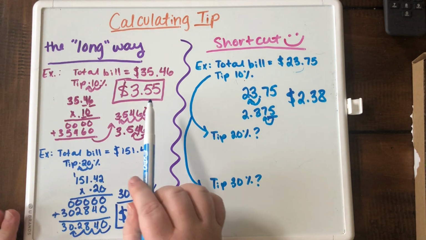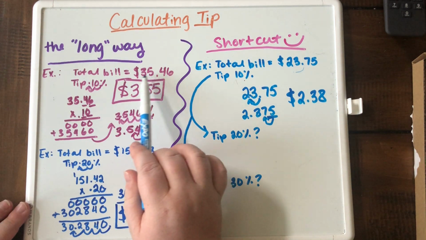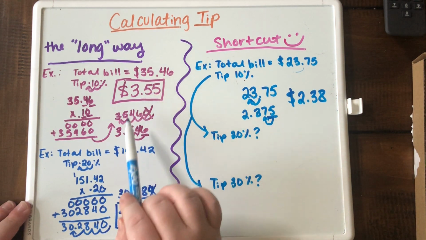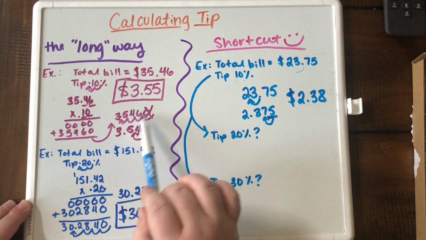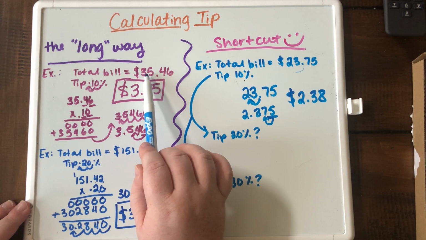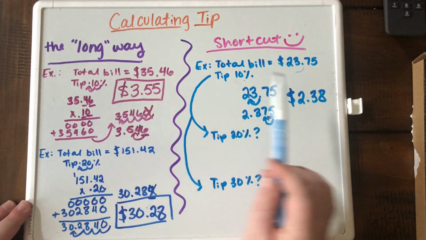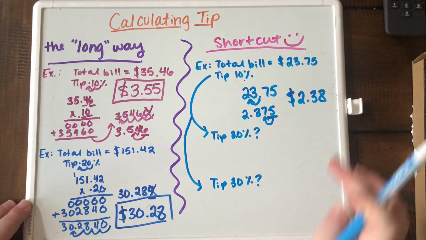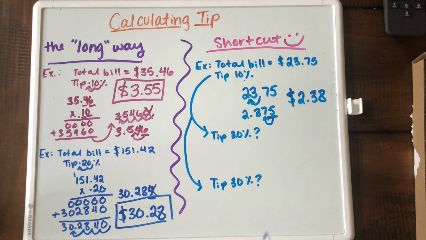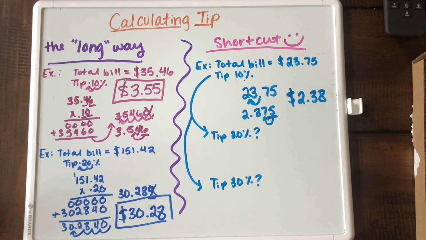Because if we scoot back over here to the long way, let's just check it out for a second. Look at our total bill, and look what our tip ended up being. Now, we had some rounding issues, okay? But if I move this over one, we would get 3.546, which is exactly what happened right here. And we were looking for 10%. So that's why this trick works. All you're doing is moving the decimal over one space to the left, and that would give you a 10% tip. But what about 20% or 30%?